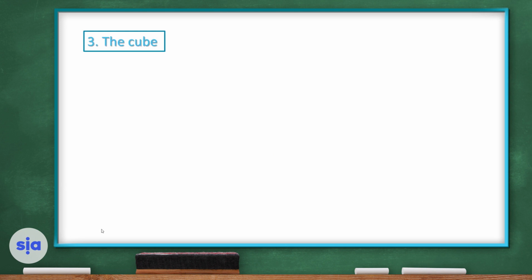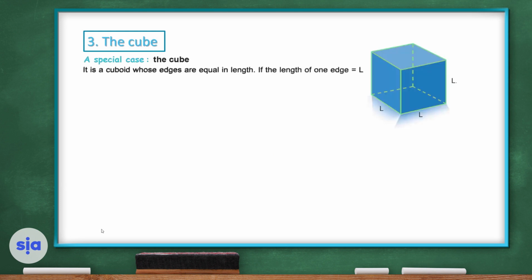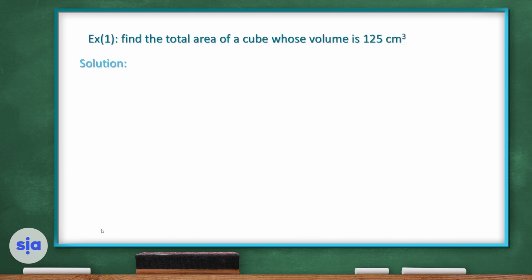The third geometric figure that we have is the cube. The cube is a special case. It is a cuboid whose edges are equal in length. If the length of one edge is L, then the lateral area is 4L squared, where the total area is 6L squared, and the volume is L cubed.